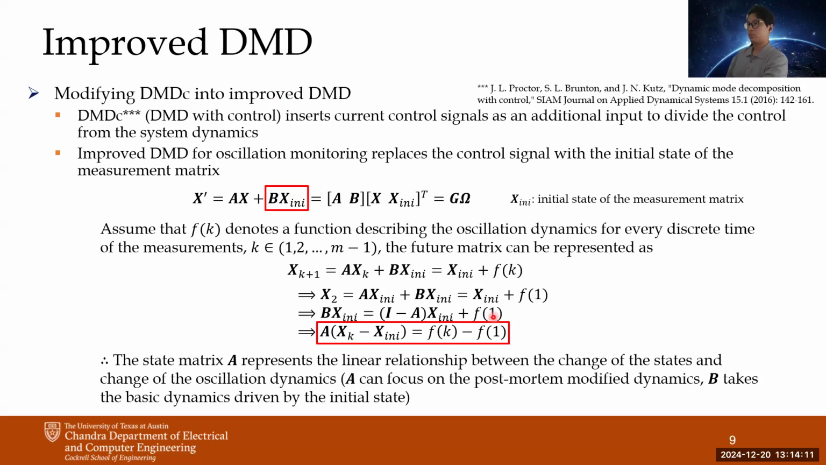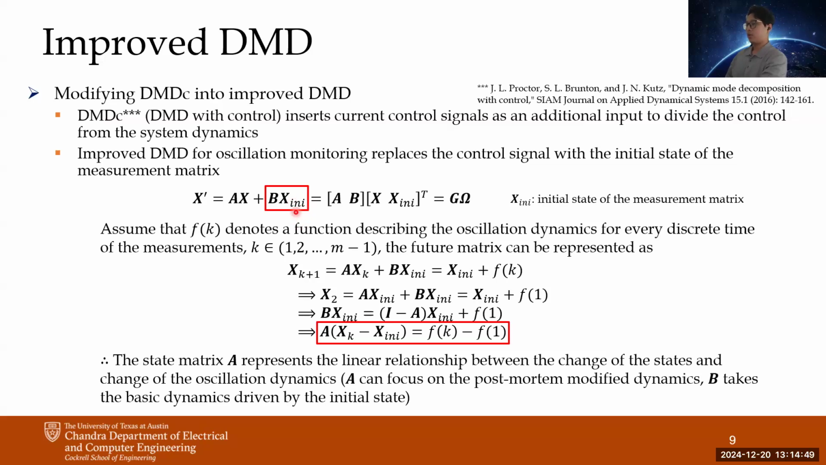This improved DMD was motivated by DMDC, which is the abbreviation of DMD with control. DMDC inserts current control signals as an additional input of the system equation to separate the impact of the control signals from the system dynamics. In this improved DMD, we replace these current control signals with the initial state of the measurement matrix. So the resulting system equation will be like this. The only difference is that we included this Bx_init part in the system equation.